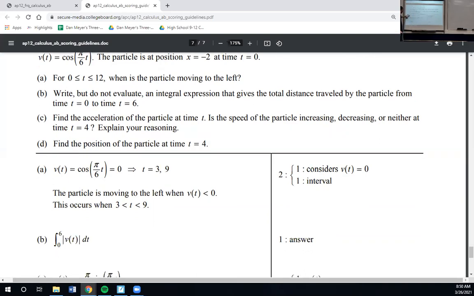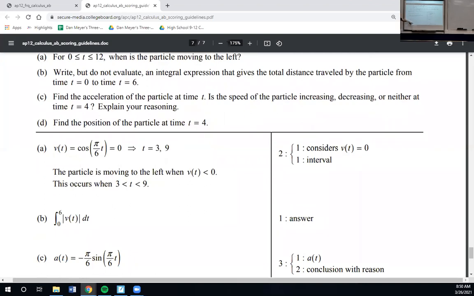Part C, acceleration. Here's where the chain rule comes in. Derivative of cosine is a negative sine times the derivative of the inside part. Derivative of pi over 6 t is pi over 6. So a point for that acceleration function. And then we are looking at what is happening at 4. Well, we already know velocity is negative at 4. We figured that out in part A.